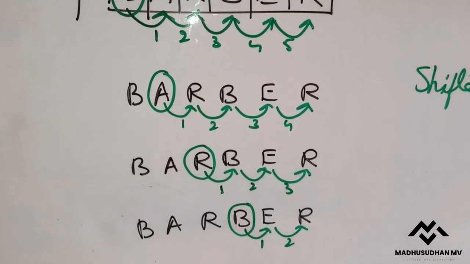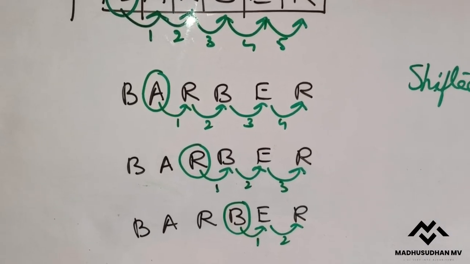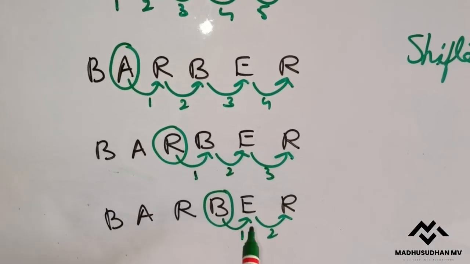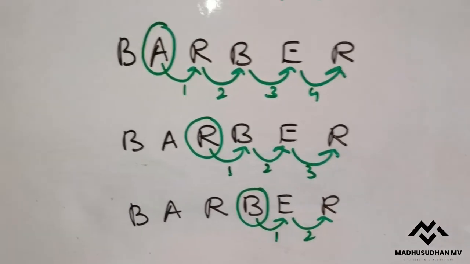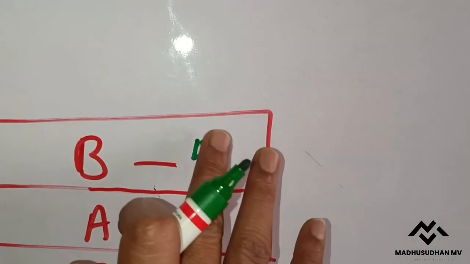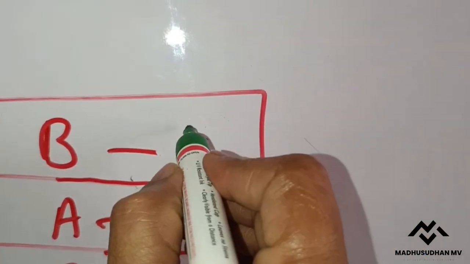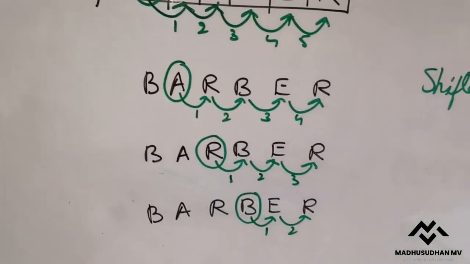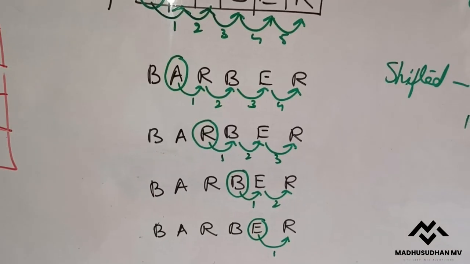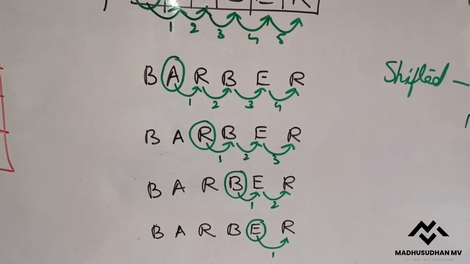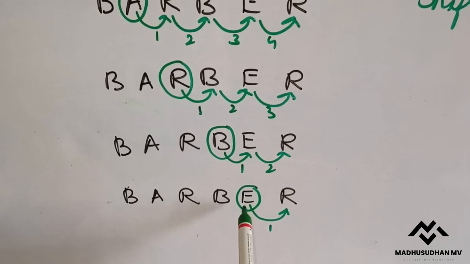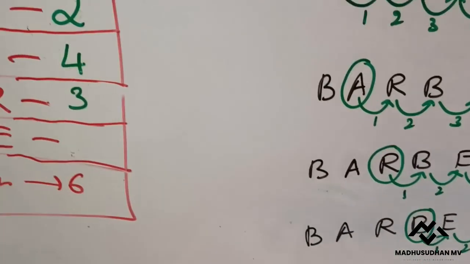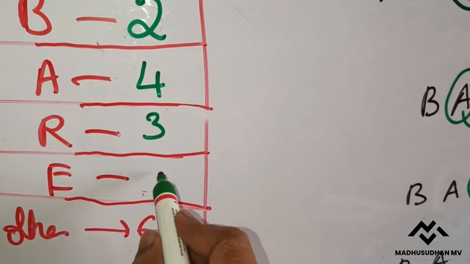The next character of the pattern is B. Now B is at a distance of 1, 2. Earlier B was 5, but we have to take the last occurrence. That's why I said it. Now B is at distance 2, so the shift value of B is 2. The next character of the pattern is E. E is at distance 1, so we update the shift value of E as 1.